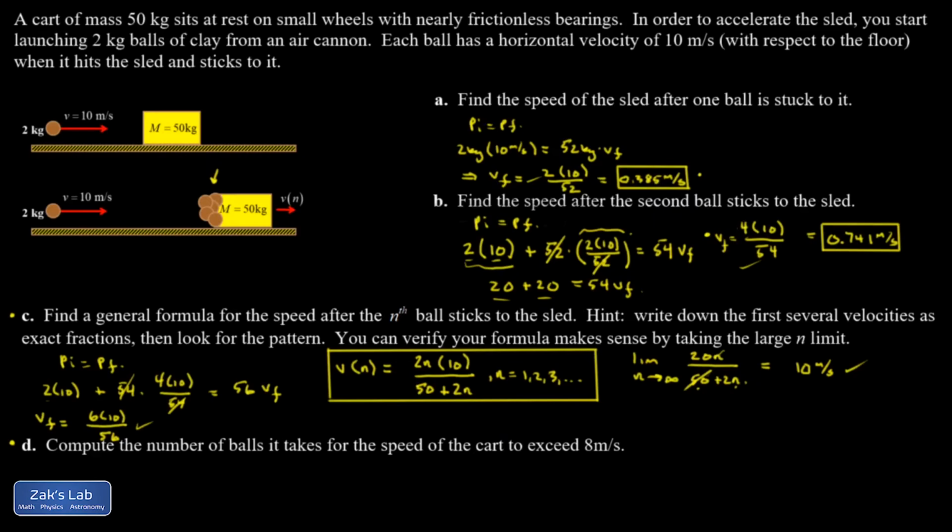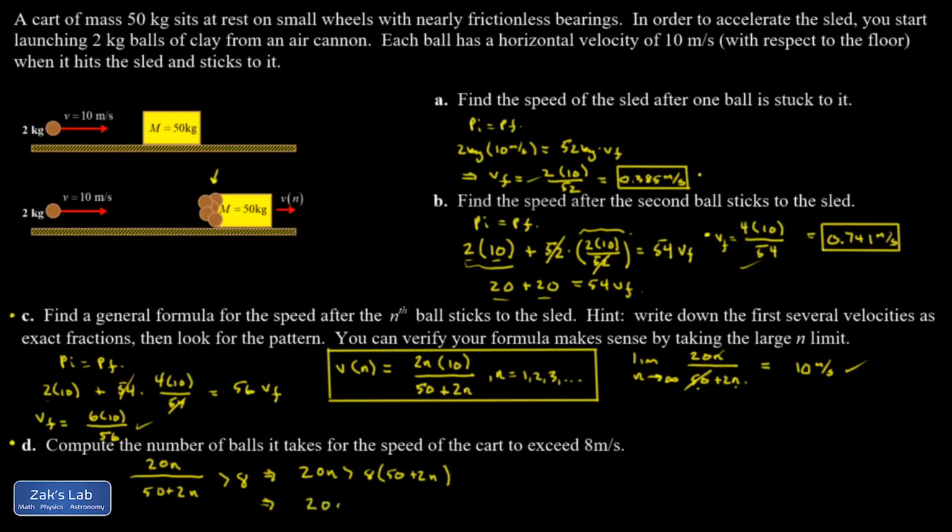Okay, let's look at part D. Compute the number of balls it takes for the speed of the cart to exceed 8 meters per second. So what I'm trying to do is solve for n, where I have my speed as a function of the number of balls, 20n over 50 plus 2n. And I'm saying the speed has exceeded 8 meters per second. So I have a little inequality to solve. Multiplying both sides by that denominator, I get 20n greater than 8 times the quantity 50 plus 2n. Distributing the 8, I get a 400 plus 16n.